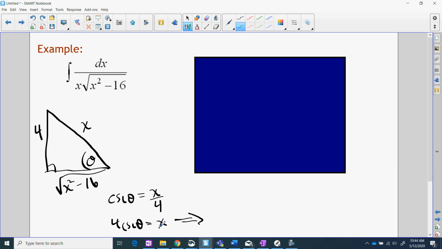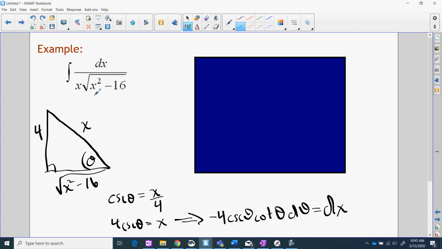So dx is just simply the derivative of x. So the derivative of this would be negative 4 cosecant theta cotangent theta. Now remember, it would be d theta over dx, and then we would just move the dx to the other side. So dx is going to become this expression. All I did is took the derivative of the left side and the right side. That takes care of the dx. So I've got this one covered. I've got x covered. I'm going to put this in there instead of x. I'm going to put this in there instead of dx.